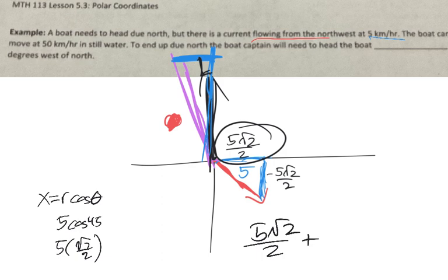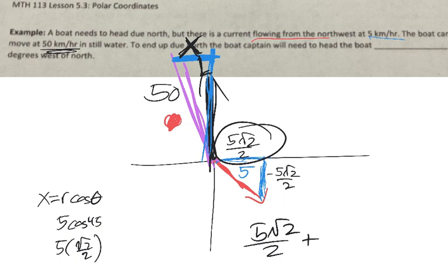I need to know this x value. So how could I find that x value given that the boat can move 50 kilometers an hour? Which means the magnitude of the purple is 50. So, can anybody tell me what that x value is that I've drawn over and over again? I didn't draw it out.